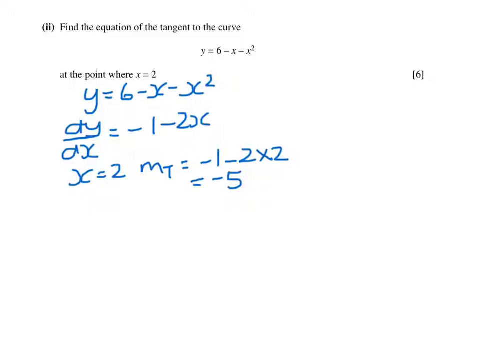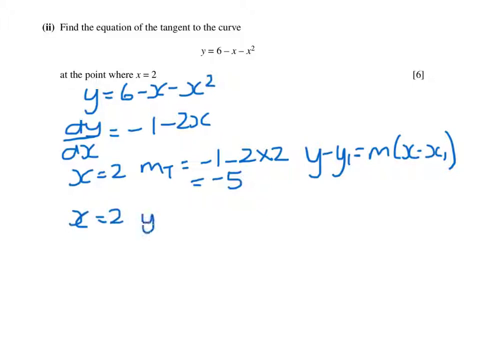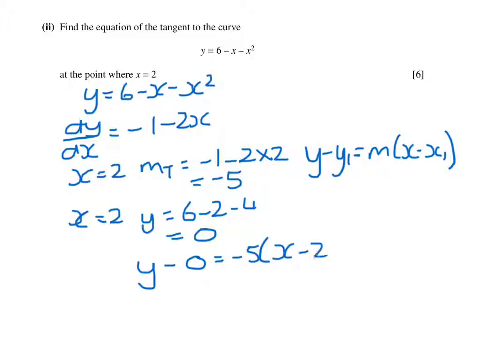We want to use the equation y minus y1 equals m upon x minus x1. We have a gradient and an x coordinate. We now need a y coordinate. When x equals 2, y equals 6, minus 2 minus 4, which is 0. So substituting into the equation, y minus 0 equals minus 5 upon x minus 2. Y equals minus 5x plus 10.